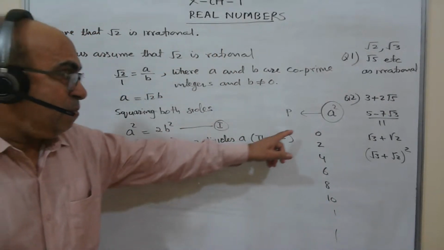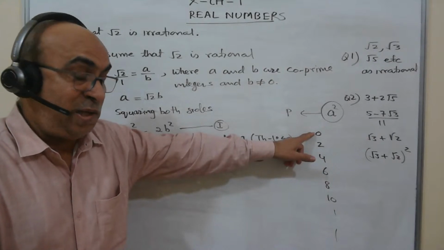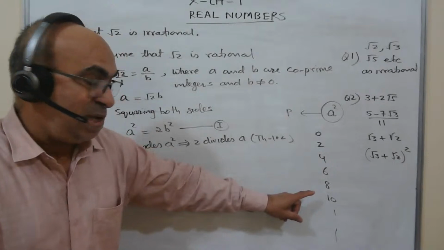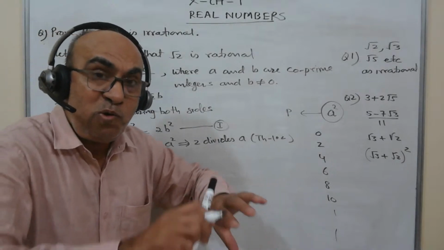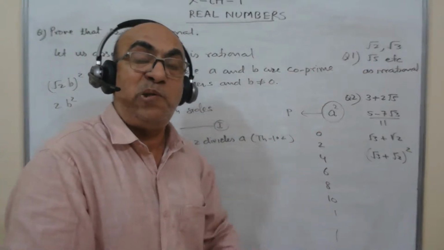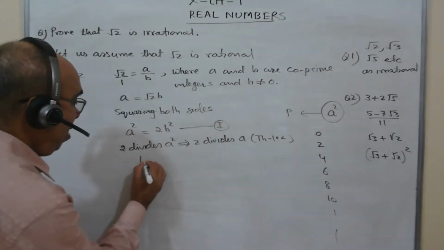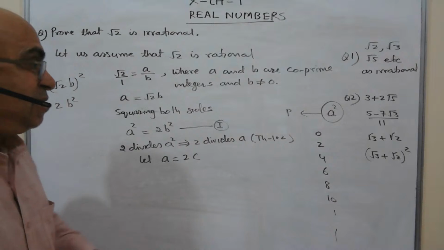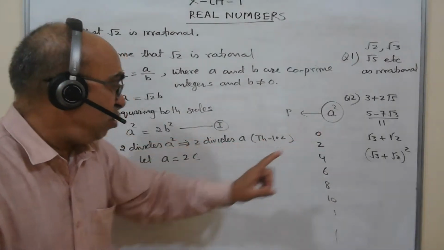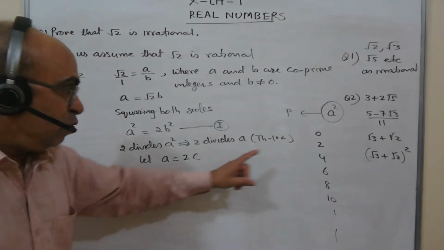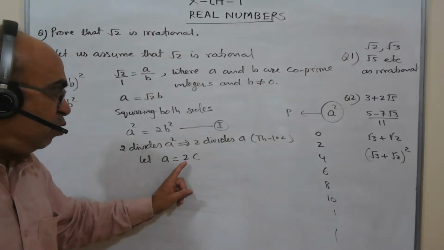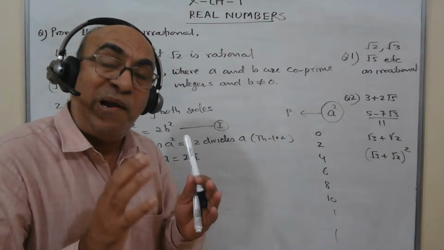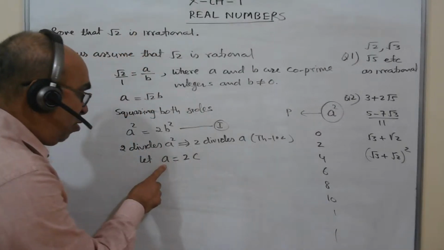2 divides a, a may be 0 because 0 is divisible by 2. It may be 2, 4, 6, 8, 10. So how to say all these numbers together? Now we can say let a equal to 2c. If you take c as 0, then you get 0. If you take c as 1, 2 ones are 2. If you take c as 2, 2 twos are 4. So 2c represents all multiples of 2. That's why we took a equal to 2c.